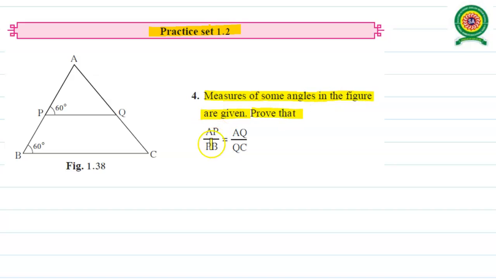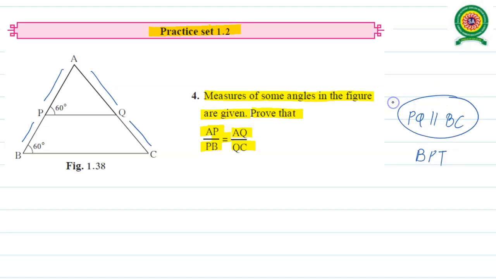Prove that AP divided by PB equals AQ divided by QC. Look at AP, PB, AQ and QC. That means ultimately we have to use the basic proportionality theorem. But for the basic proportionality theorem, we first need to show that segment PQ is parallel to BC. So try to prove first that PQ is parallel to BC. How can we prove that segment PQ is parallel to side BC?